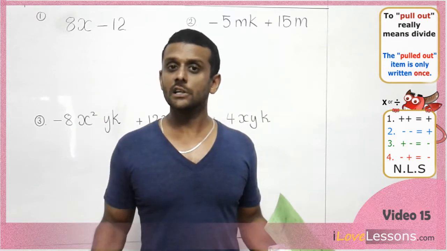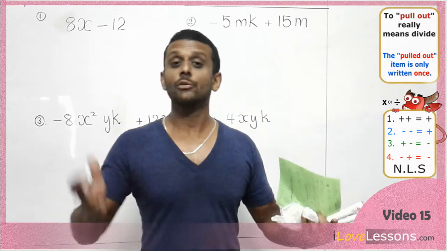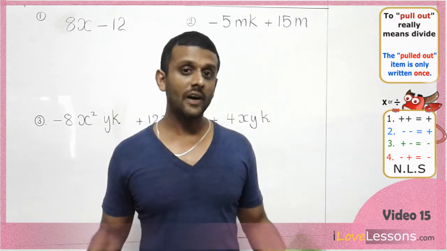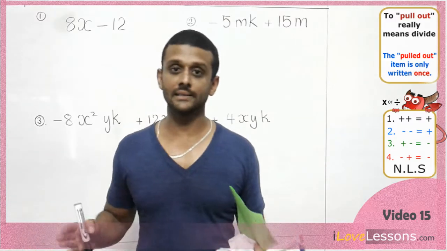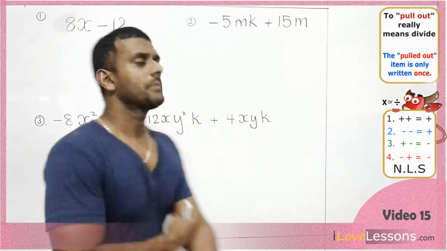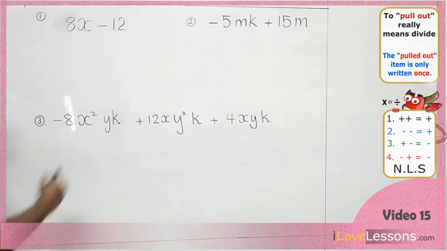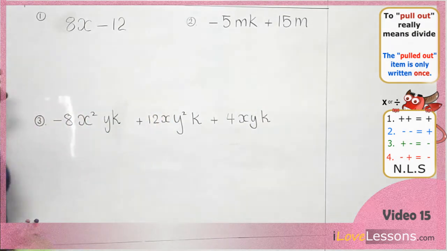In an expansion of brackets, we try to get rid of the brackets. But in factorization, we do the opposite. We try to get back the brackets. So let's get started with our first question. Let's say they ask you to factorize 8x minus 12.